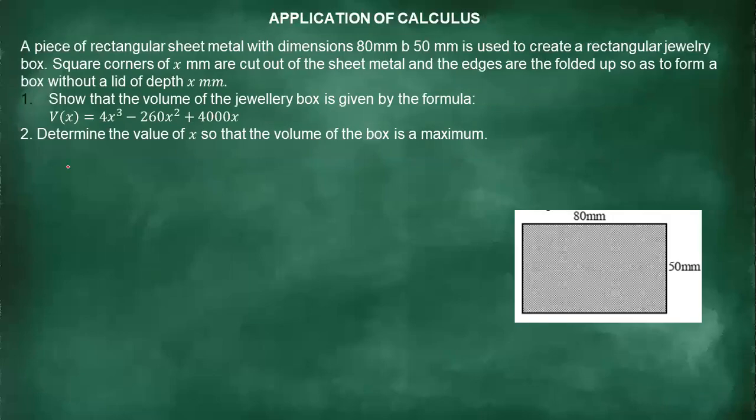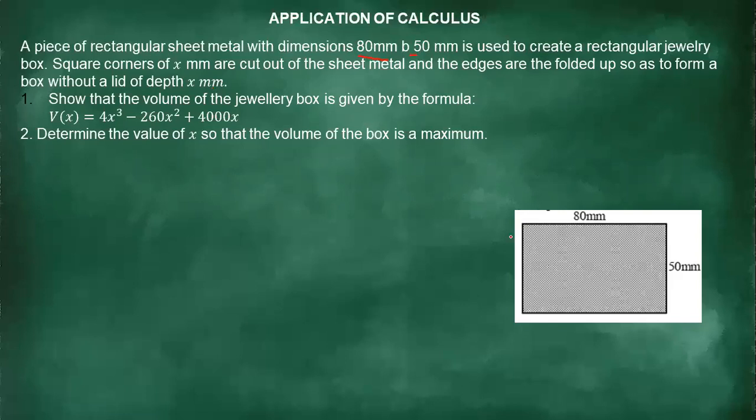All right. The first statement says a piece of rectangular sheet metal with the dimensions of 80 millimeters and 50 millimeters is used to create a rectangular jewelry box. The square corners of x millimeters are cut out of the sheet metal and the edges are folded up so as to form a box without a lid of depth x millimeters. That is what we are having from this scenario.